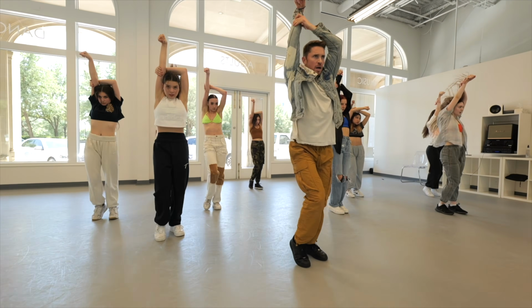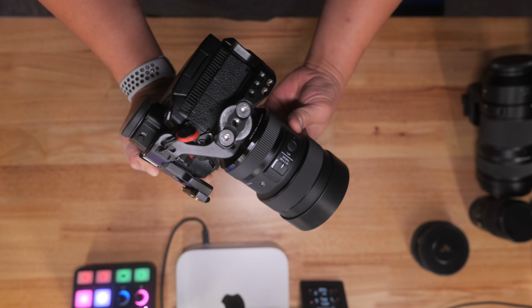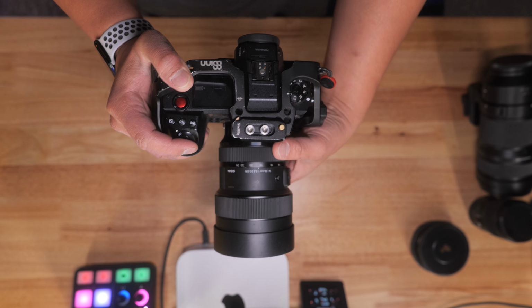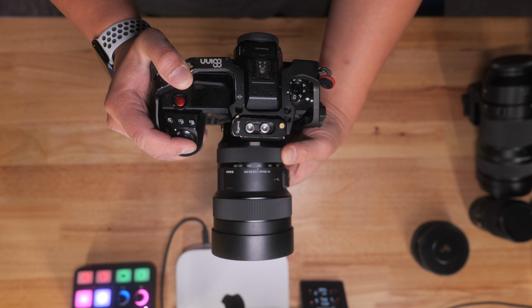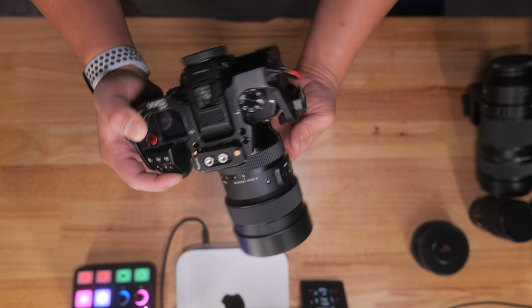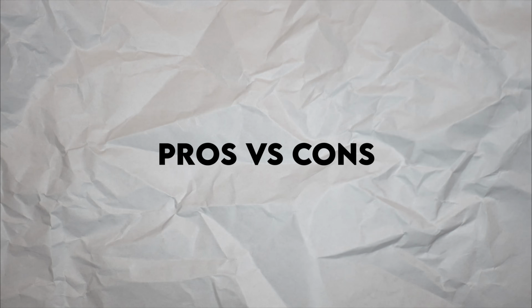Now, what I especially love about this lens is that regardless of what focal length I zoom to, the lens doesn't telescope, meaning it doesn't shorten or lengthen. So when I use this on a gimbal, I don't have to rebalance the gimbal when I change focal lengths. Now the pros and the cons.